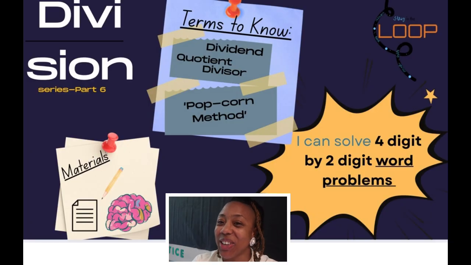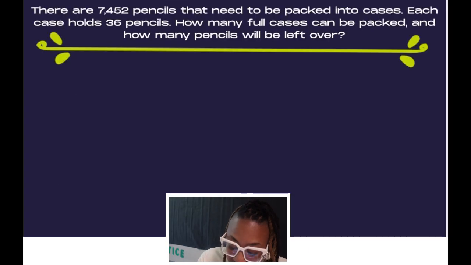In our previous video, we learned how to divide 4-digit dividends by two-digit divisors using the popcorn method strategy. In this video, we're still going to be learning 4-digit by two-digit division using the popcorn strategy, just embedded within word problems. So allow me to put on my focals, and let's begin.